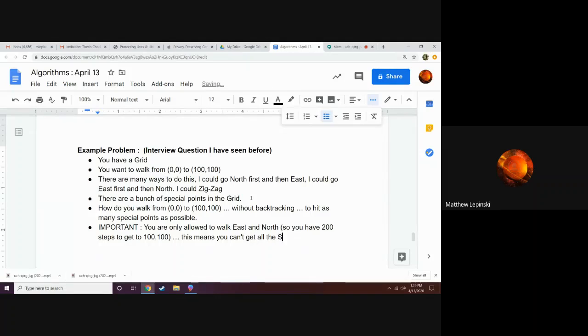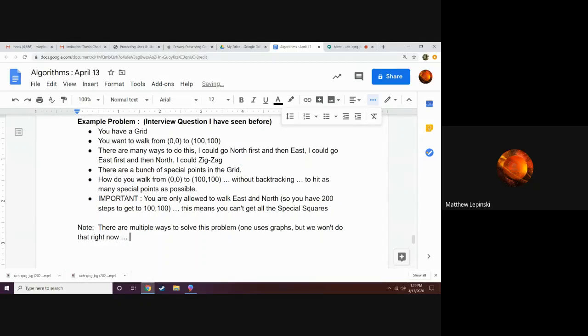You can't get all the special squares. And so then also note there are multiple ways to solve this problem. One uses graphs. Part of what makes this a good interview question.